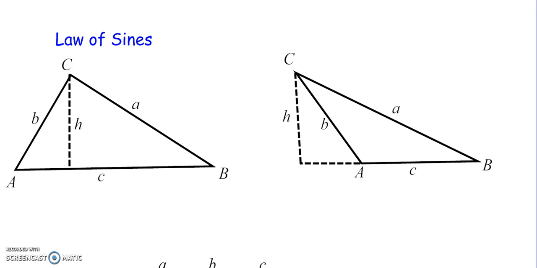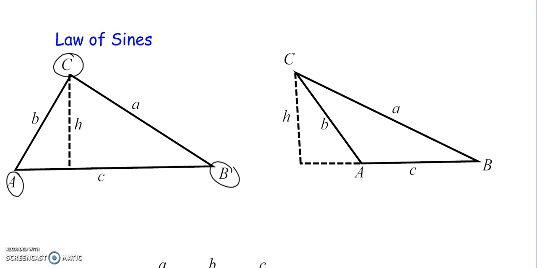Before we get into some notation for our oblique triangles, most of the time we label the three points, the three vertices of your triangle, with uppercase letters. A, B, and C are the most common ones. Again, you could use X, Y, and Z if you wanted.